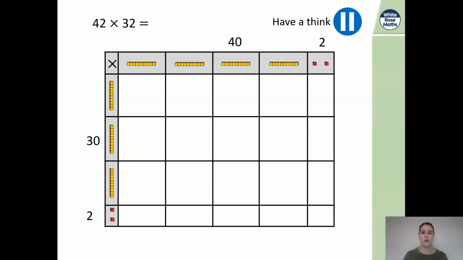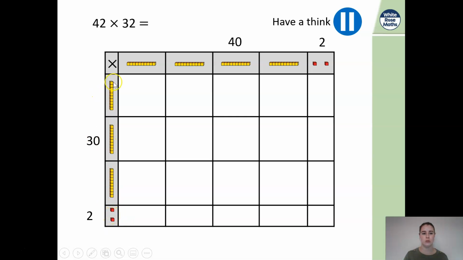Okay, so we've taken the number 42 and we've partitioned that one along the top. Now we can partition that into 4 10s. So we have 1, 2, 3, 4, and we have our 2 1s. We also have to partition 32. Now we have 3 lots of 10s. We need 1, 2, 3, and again we need our 2 1s.